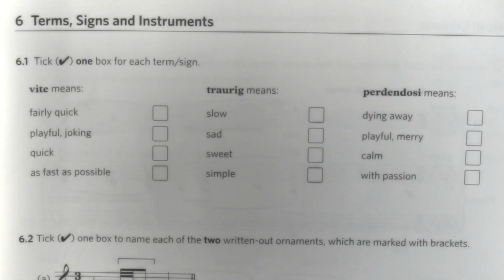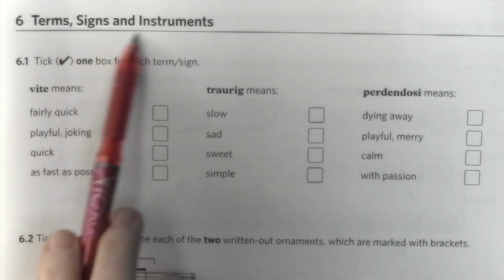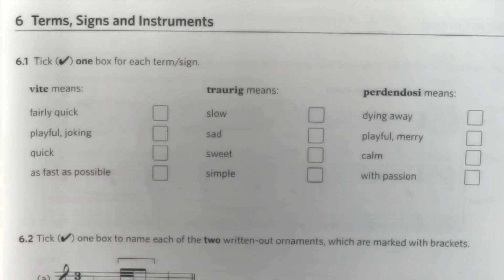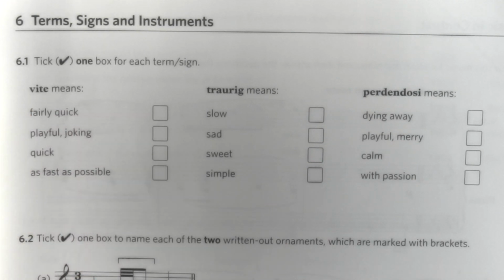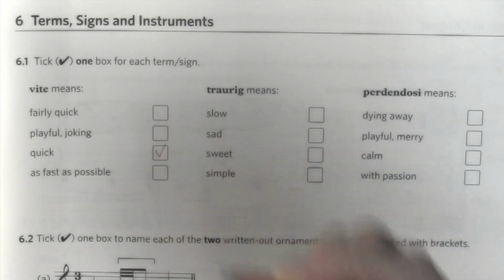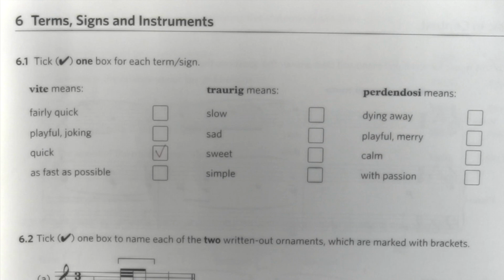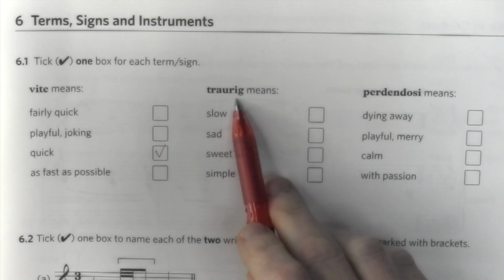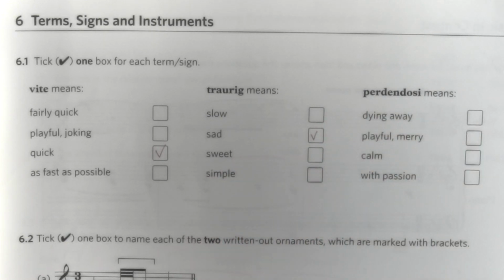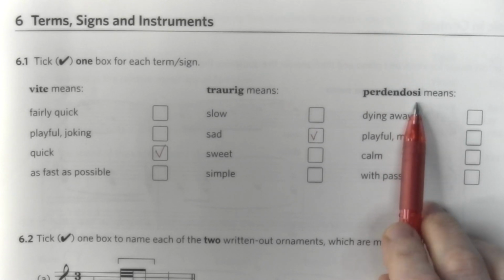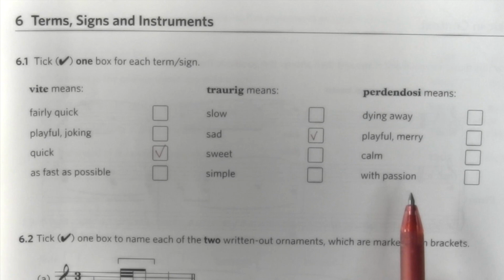The 6th section of our A exam, of our online exam, is about terms, signs and instruments. Let's have a look. What does vite mean? Vite is a French word to say fast, allegro, so quick. Allegro. Traurig is a German word for sad. Perdendosi is an Italian word for dying away.